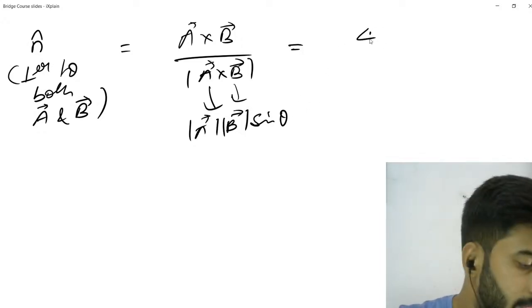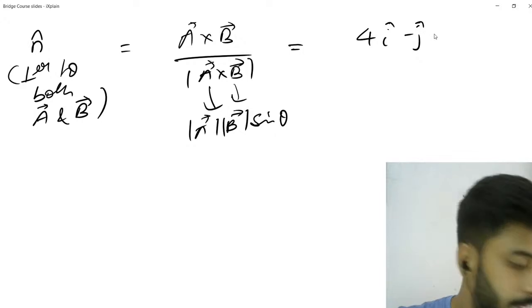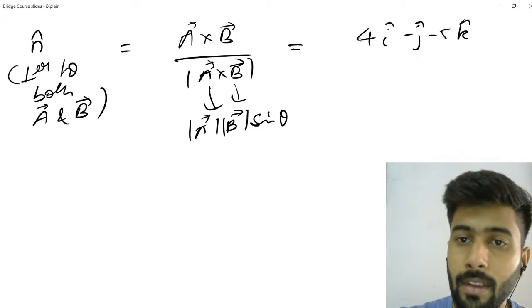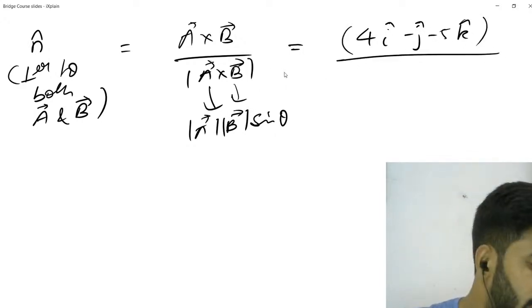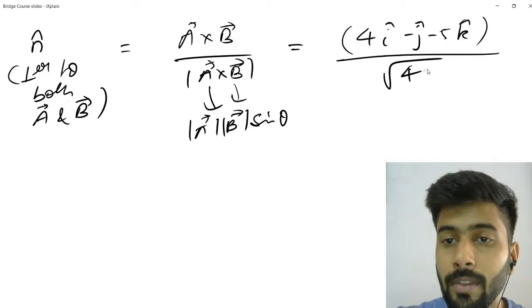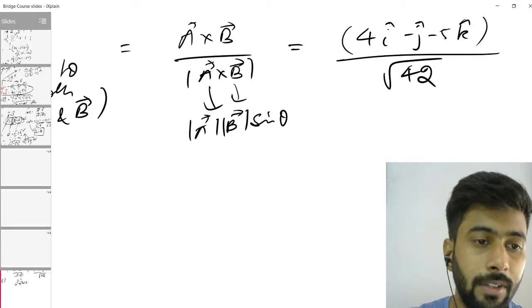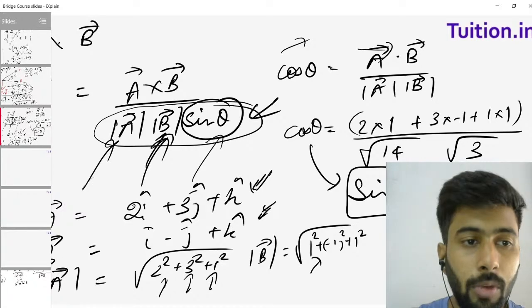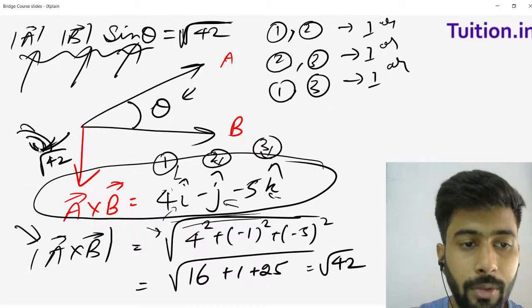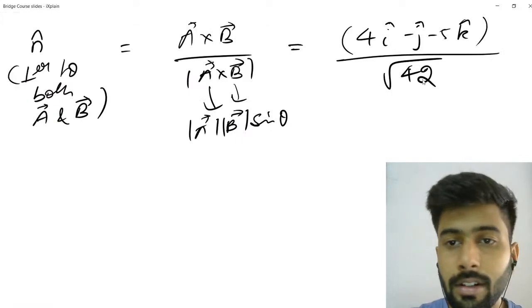So A cross B was 4I cap minus J cap minus 5K cap, right? And mod A cross B is root 42, as we got from the previous slide, correct? Mod A cross B is root 42. So this is the answer to my question.